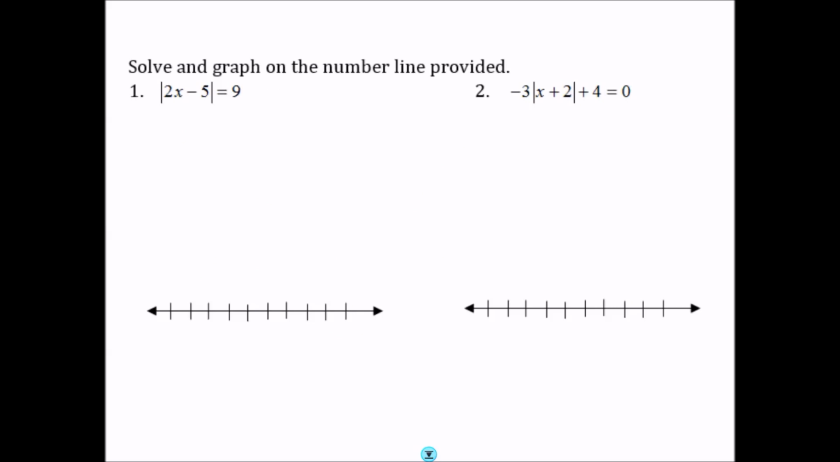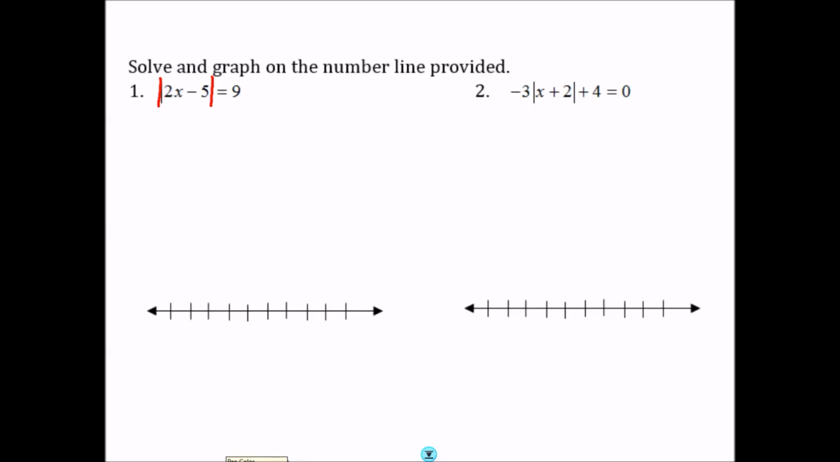The first problem is absolute value of 2x minus 5 equals 9. So step 1 was to isolate the absolute value. So on the left side of the equation, the only thing that we have is the absolute value bars and everything that's inside of it. So that is already by itself because there's nothing else on the left side of the equation. Step number 2 is to split the equation into two separate equations.